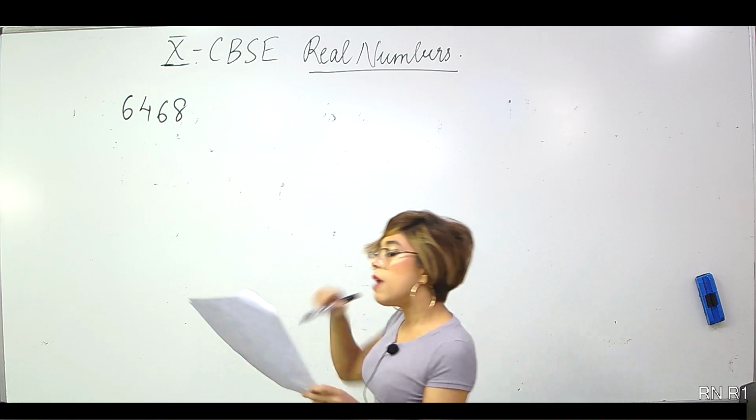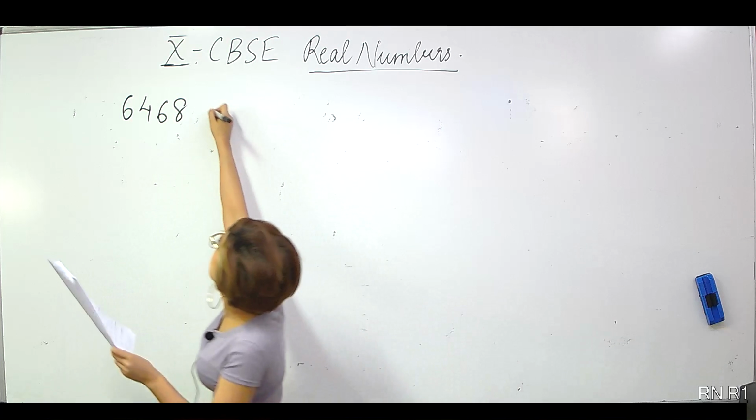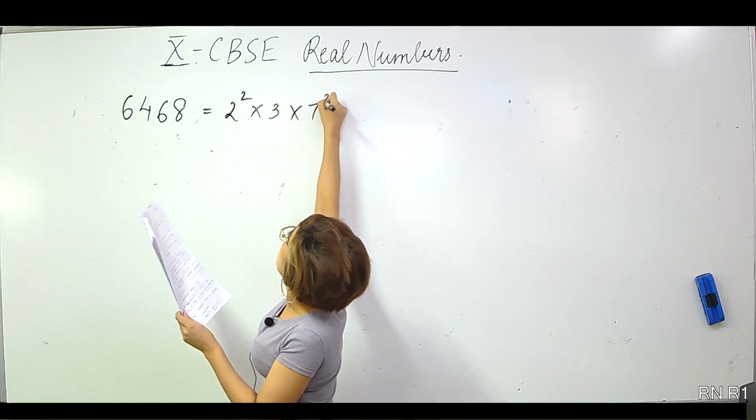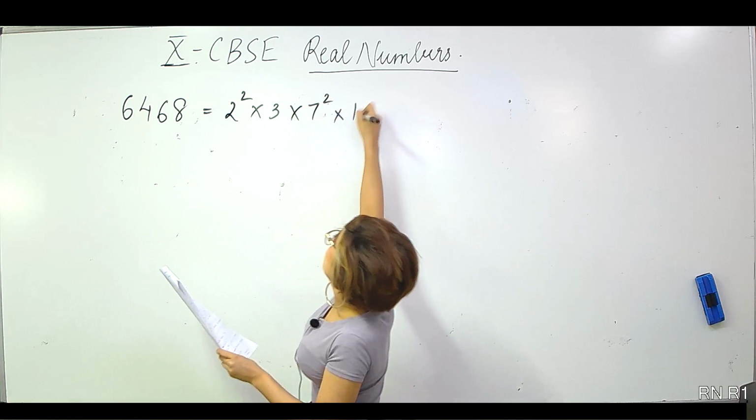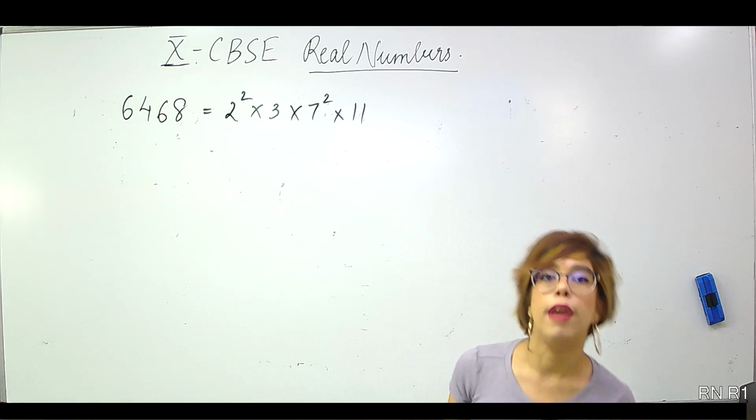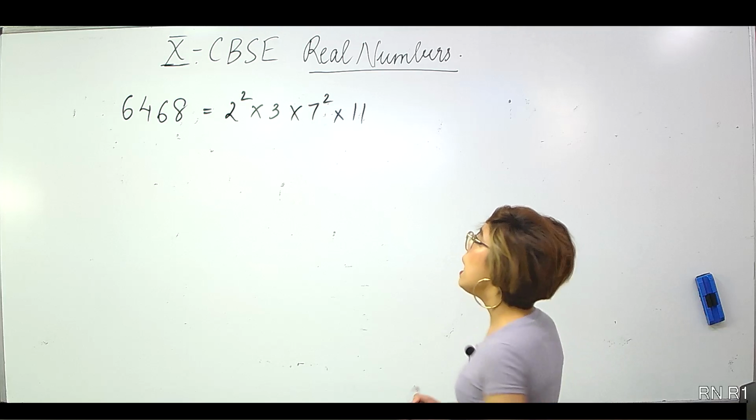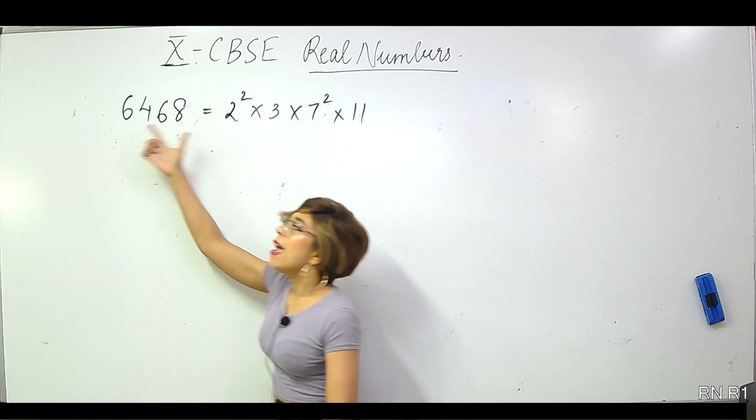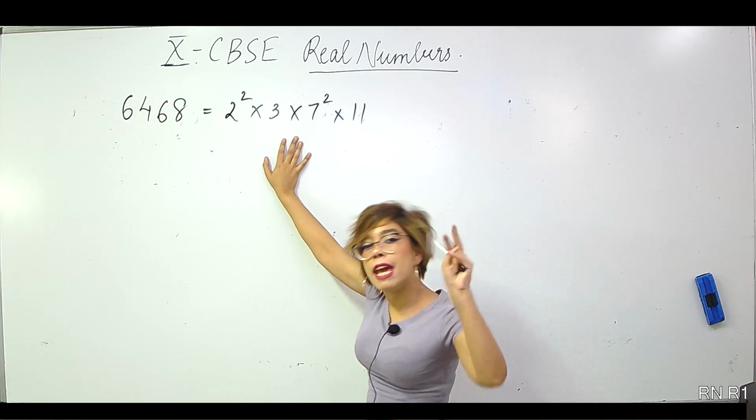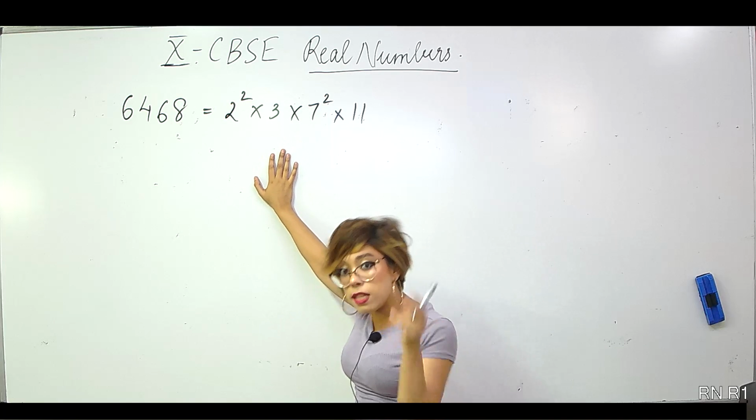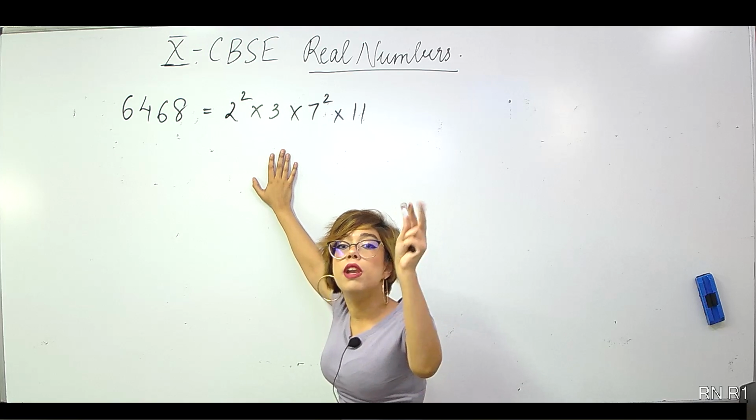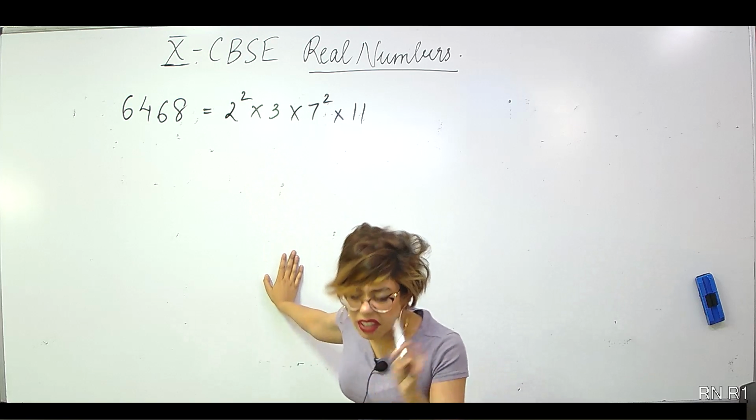Right. The prime factorization, I'm hoping that you know, came out to be 2 squared into 3 into 7 squared into 11. I'm not going to discuss how prime factorization works because that is a very basic question. I gave you a natural number and I asked you to prime factorize it. If I give you any natural number, can you prime factorize it? The answer is yes. You can factorize any natural number, obviously greater than 1.